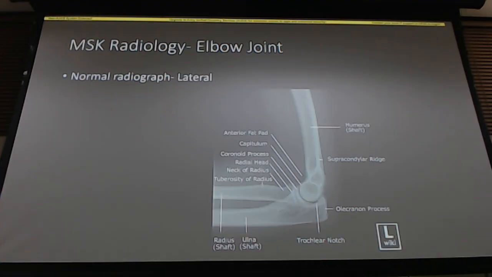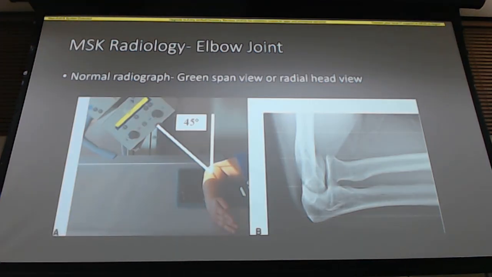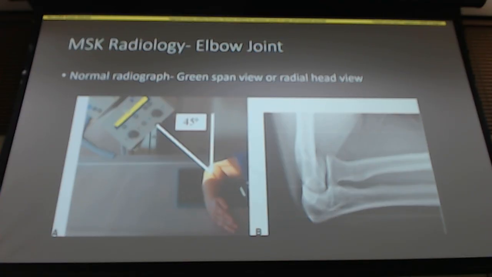Okay. So let's go back to the view. Right there, it's kind of obscure. We call this double density. It's two bones overlying each other, right? You see that right there? There's two bones overlying each other. Okay? So if you want to get a better profile view, you get this view, where you can see the entire articular surface of the radial head. Well, that view is called a Greenspan view, or a radial head view.